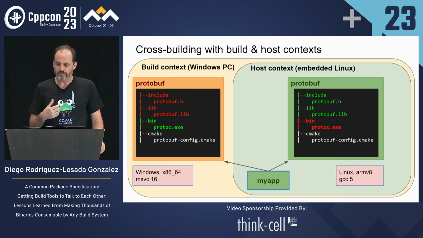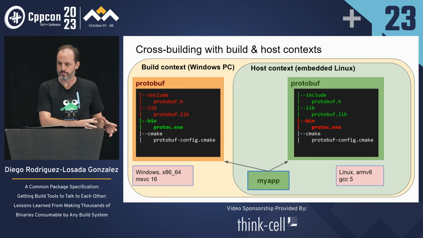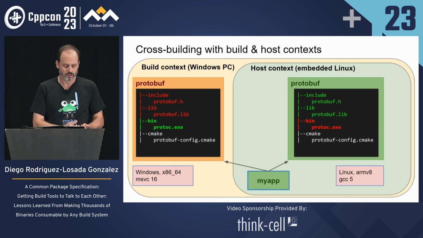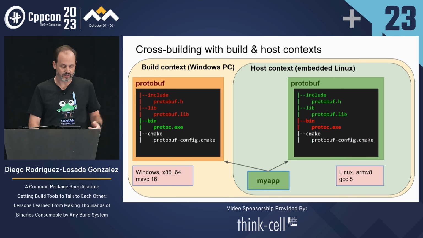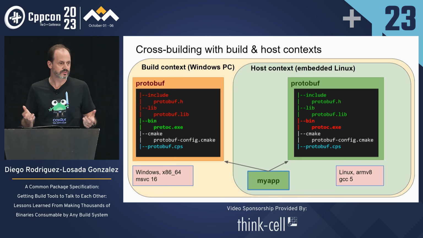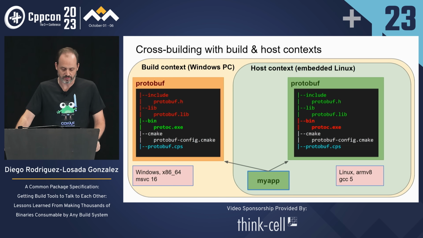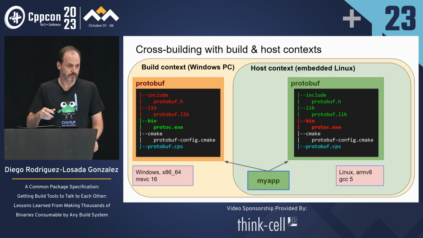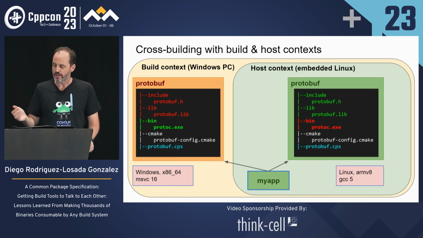So what I really need for my cross-build scenario is another package for protobuf, which is the Windows package. This Windows package will contain the proto-C that we want to use, which is the Windows executable, of course a Windows 64 bits, probably built with MSVC or whatever. That means that we have two different packages, two different binaries with different artifacts, one for Windows and the other for Linux. And that means that we have two protobuf.cps files there.